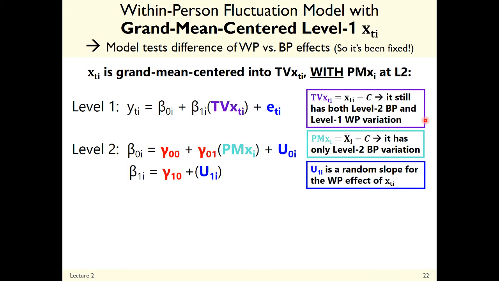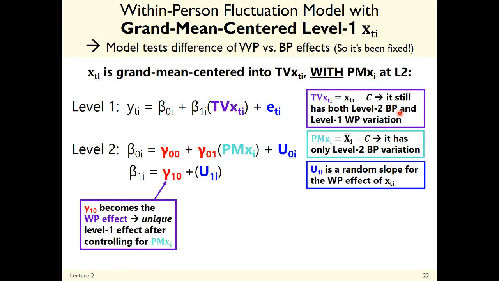Say it again. Time varying X still has both level 1 within variation and level 2 between variation in it. Person mean X has only level 2 between variation. So when you put these two in the same model and they fight against each other, what is unique about time varying X? What's its unique effect going to represent?